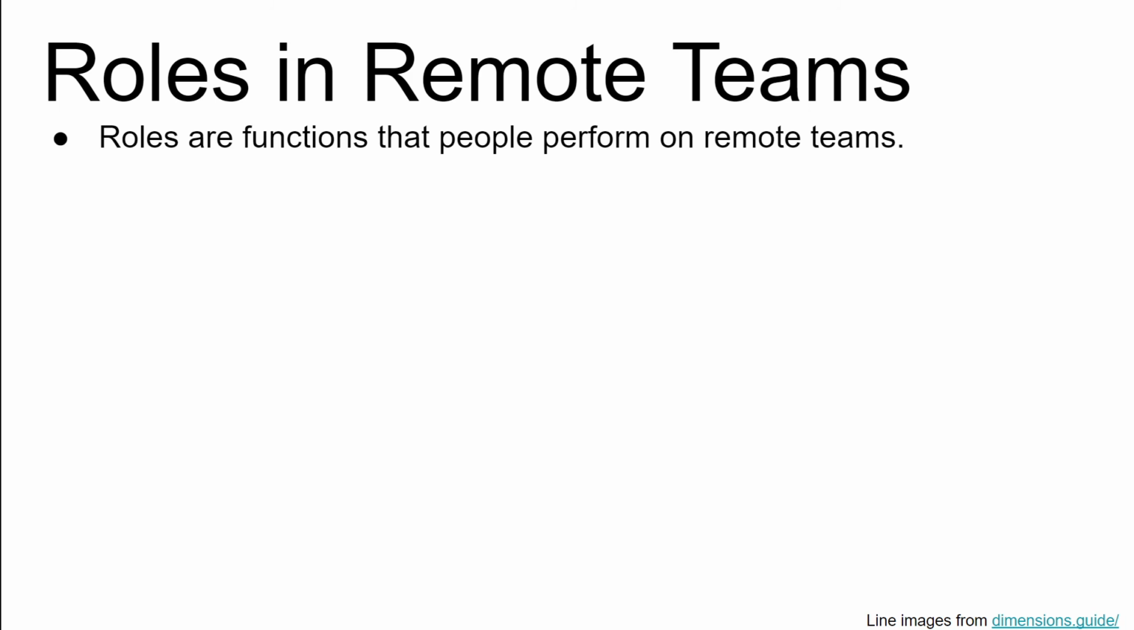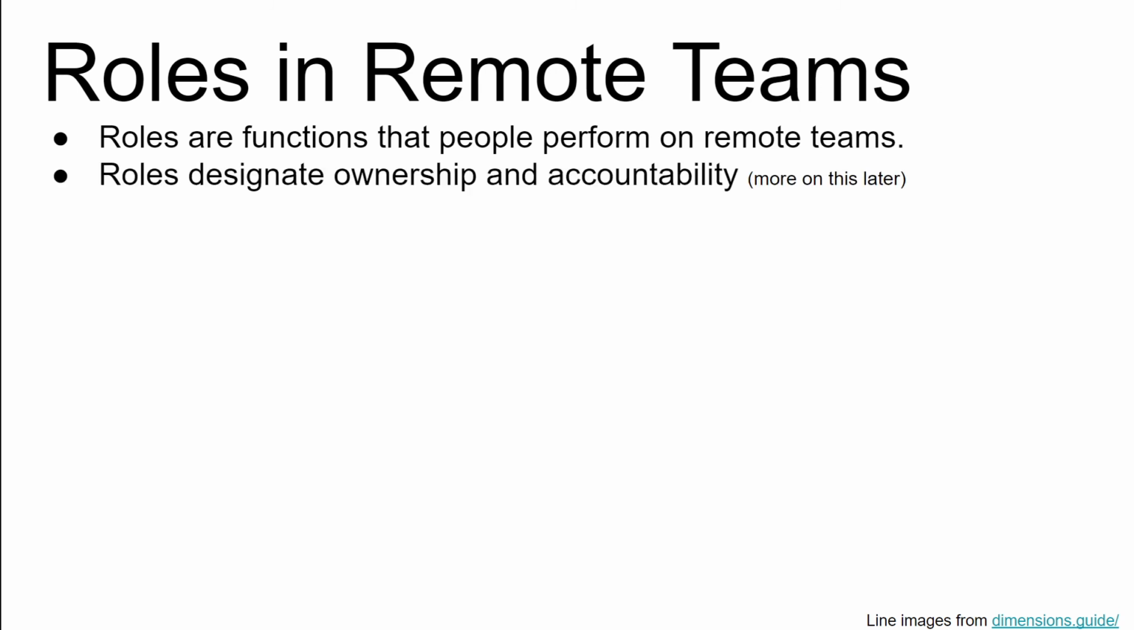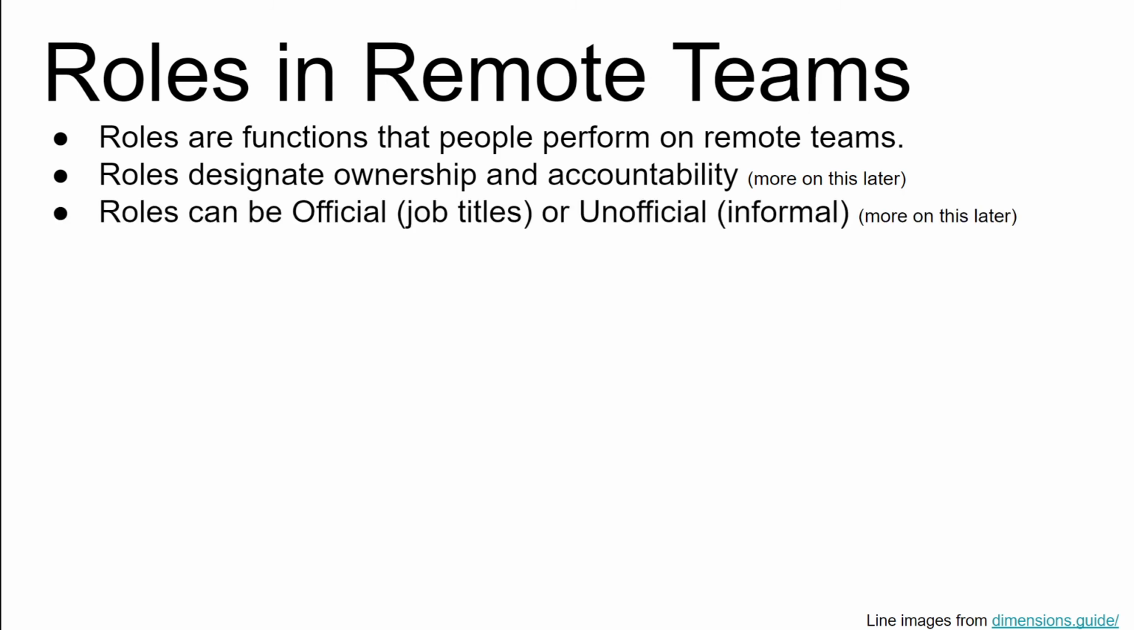So just a few points on roles here. Roles are functions that people perform on remote teams. Some roles may eventually become performed by computational entities, however. Roles designate ownership and accountability, and we'll have a whole section on accountability later in the course. Roles can be unofficial or official. So official titles would be an example of a role that's formally defined, probably on a yearly timescale, whereas unofficial or informal roles might be someone who's just having to be the note taker at a certain social gathering.